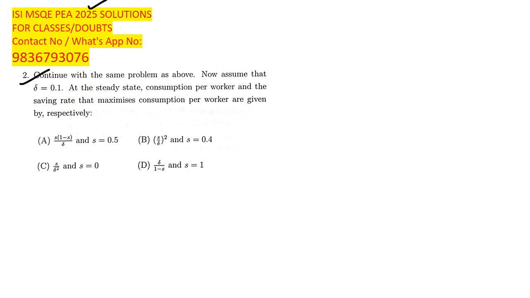So here the question is about the steady state from the Solow model. We focus on the depreciation rate being given, that is 0.1, and the production function in per worker terms is y equal to root over k. Consumption per worker will be c equals y minus depreciation times k.